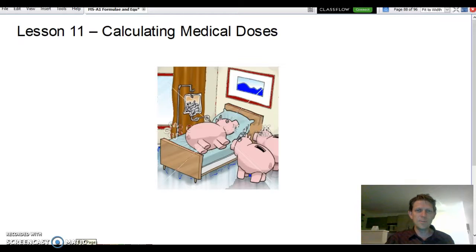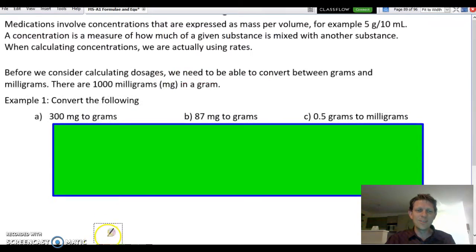So today's lesson is about calculating medical doses. So this takes many forms. The first thing we have to think about is that generally when we're talking about medical doses, we're talking about milligrams. And sometimes we need to convert from milligrams to grams. So just like a millimetre is a thousandth of a metre, a milligram is a thousandth of a gram.